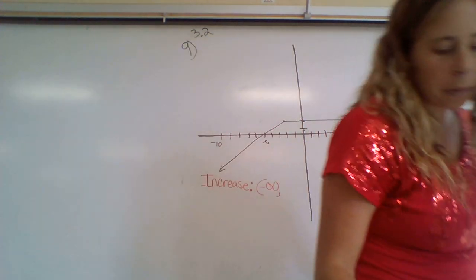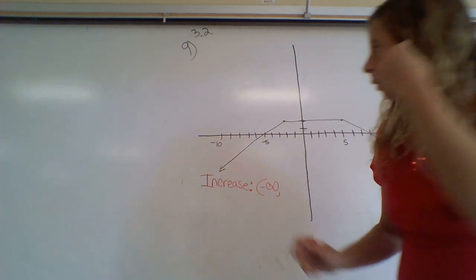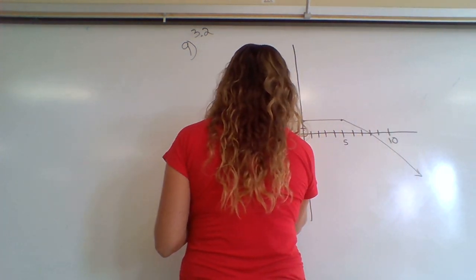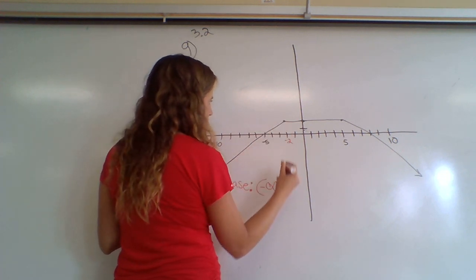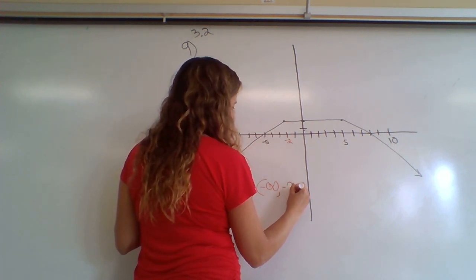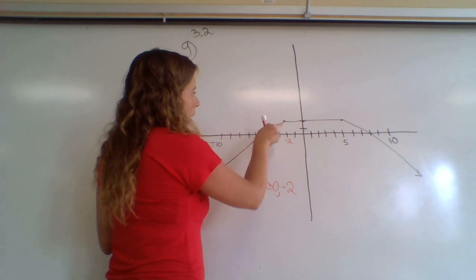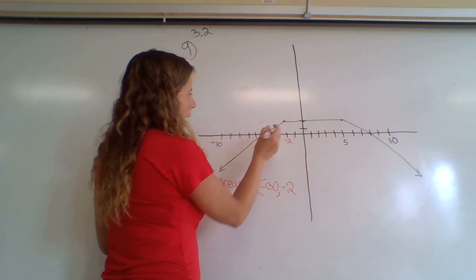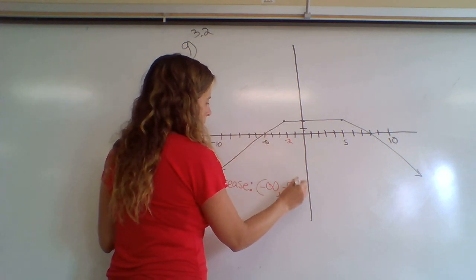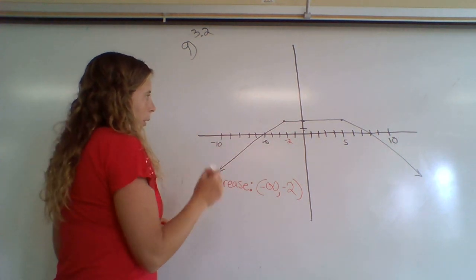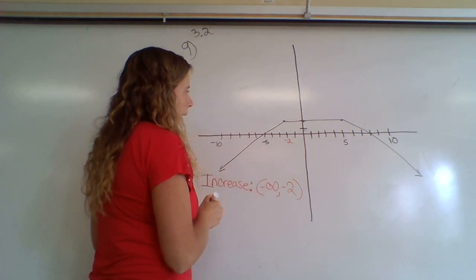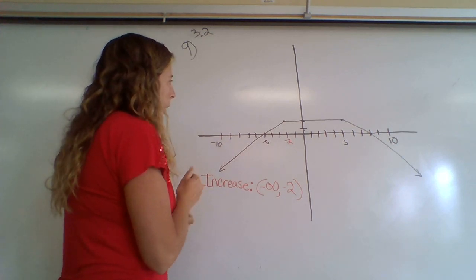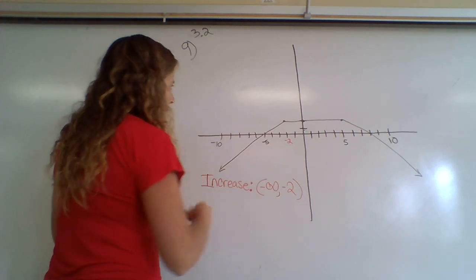Is that -1 or -2? Did I do that right? You know me and my graphs. Yeah, it is -2. Okay, so this is -2. So we're increasing from negative infinity all the way up to -2. But then when we hit -2, we stop increasing, right? It's no longer increasing. So we put another parenthesis. So we're increasing there. Oh, I guess that's the only spot. Okay, well, there you go. We're increasing there. The next section is constant.